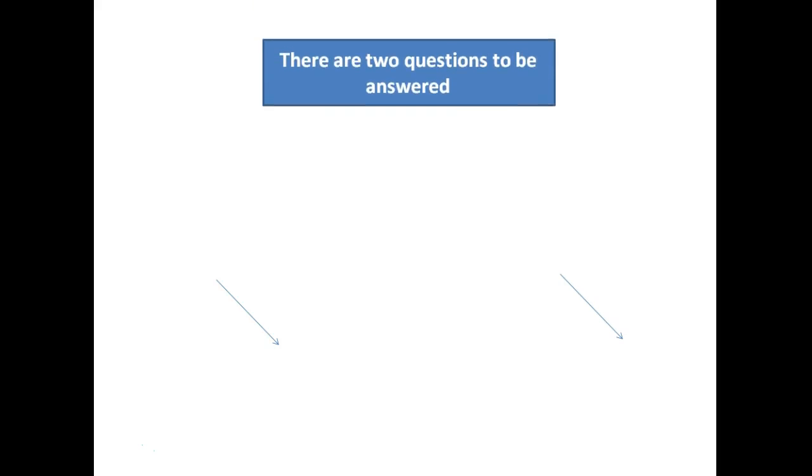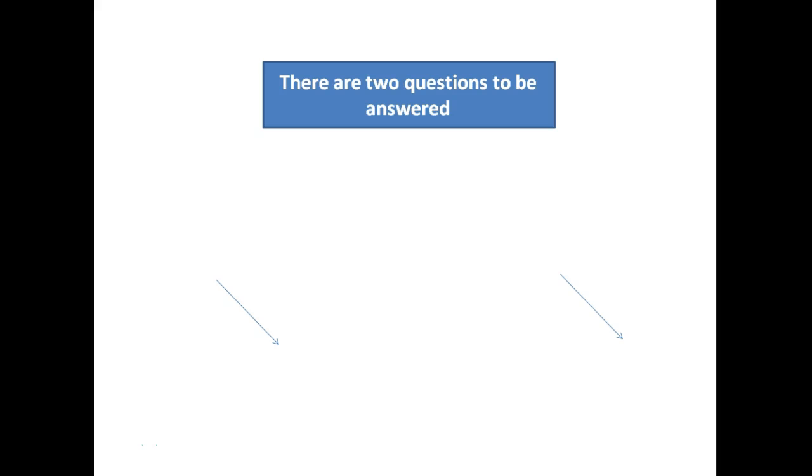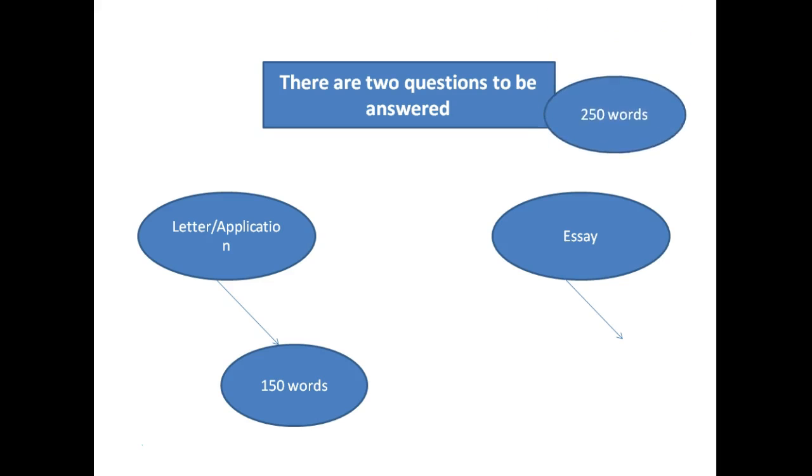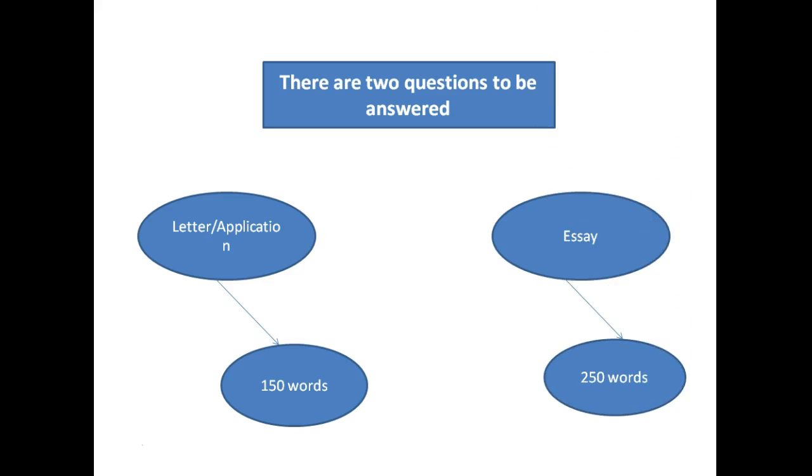What are the types of questions that you get in the writing test? Basically, you get two questions to be answered. Question 1 would be a letter or an application that is to be written in 150 words, wherein the other question would be an essay that is to be written in 250 words.